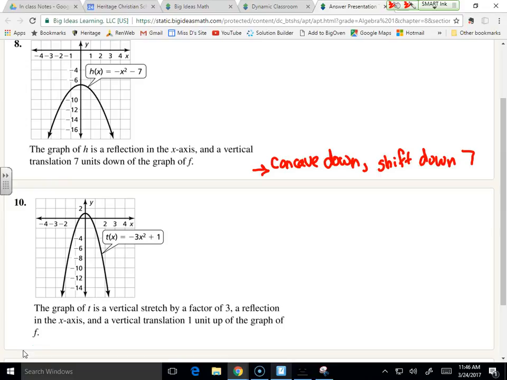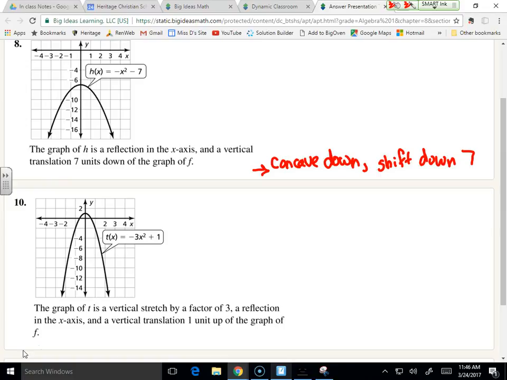You need to focus up here. Why is there no vertical stretch? Yeah, the only number in front's a 1, right? There's not a 2, there's not a 1/2, so not narrower or wider. No vertical stretch or shrink. It's only concave down, which they said reflection. Shift down 7 or vertical translation 7 units down.